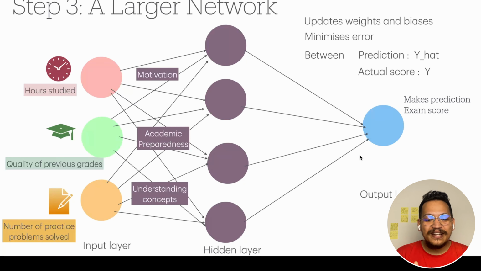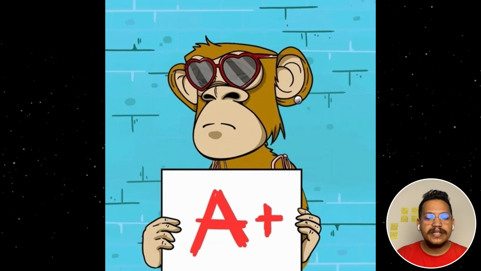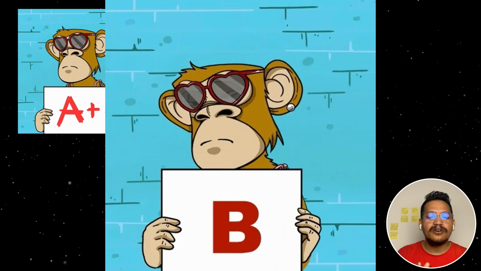So that's a neural network. It's like stacking Lego blocks. Each neuron or layer builds on the other to capture complex relationships in data. With enough training examples, neural networks can become incredibly accurate, helping us predict outcomes like exam scores, housing prices, or even more complex problems.